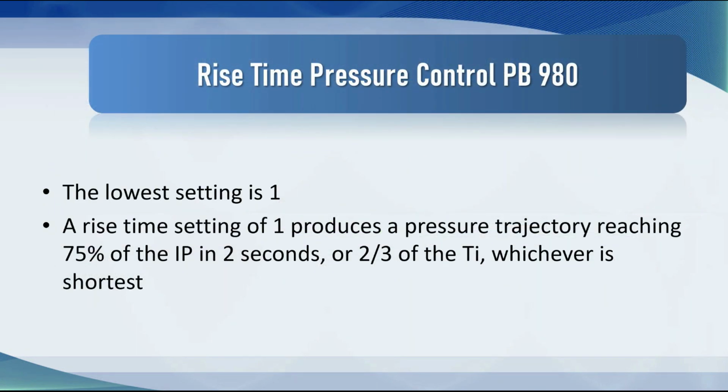The lowest setting is 1, and a rise time setting of 1 produces a pressure trajectory reaching 75% of the inspiratory pressure, the PL, in 2 seconds, or 2/3 of the inspiratory time, whichever is shortest.